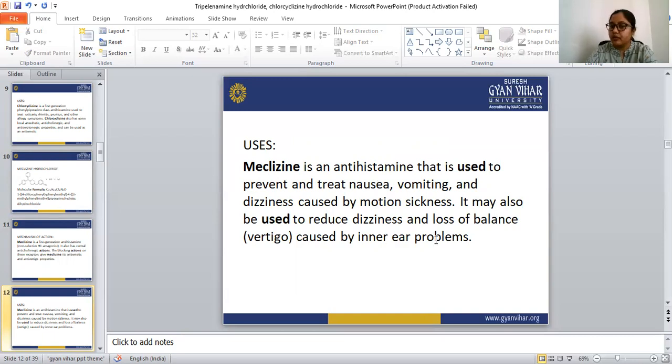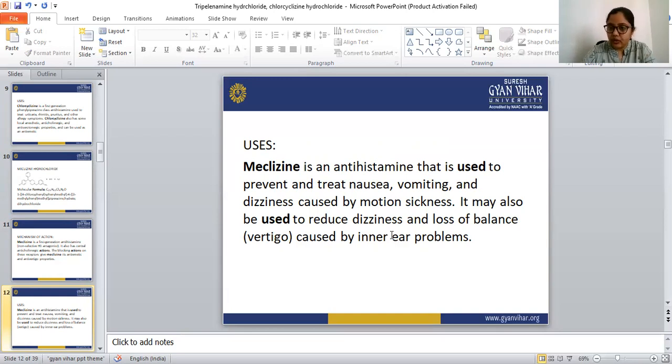inner ear problems. When there is a problem inside the ear that causes loss of balance of our body, that is called vertigo. So vertigo is the loss of balance caused by an inner ear problem. So it is also used to treat or reduce the dizziness and loss of balance, meaning vertigo.